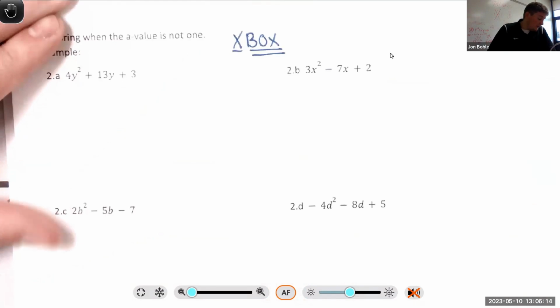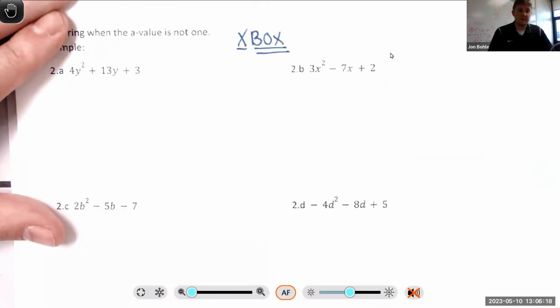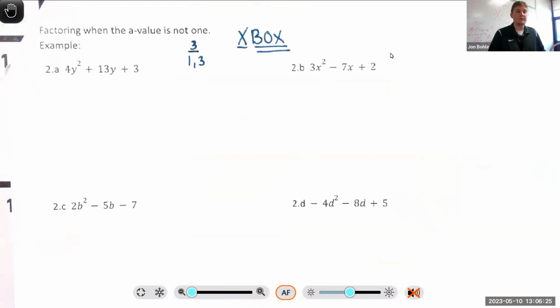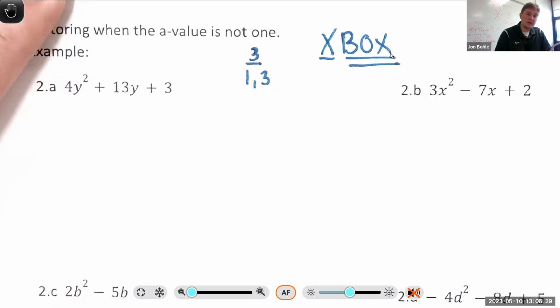So what do I have here? I have a 3-term polynomial, and I want to check for a greatest common factor. When I'm checking for a greatest common factor, I'm going to look at the smallest number, and the factors of the smallest number are 1 and 3. So I'm checking 1 and I'm checking 3.